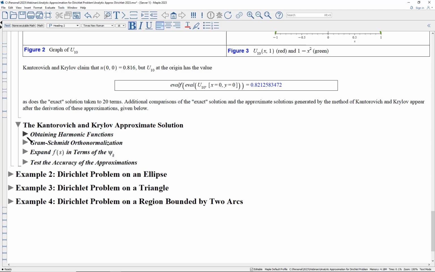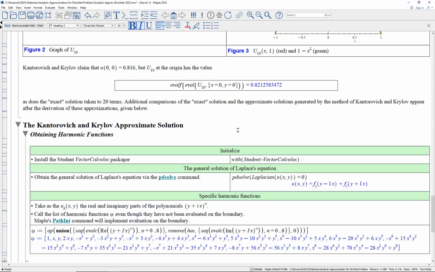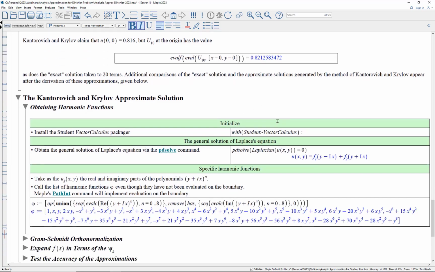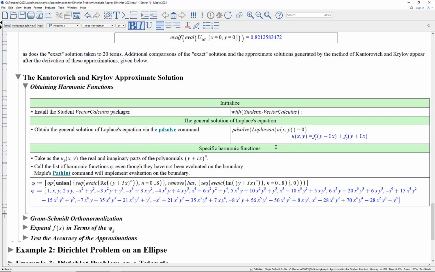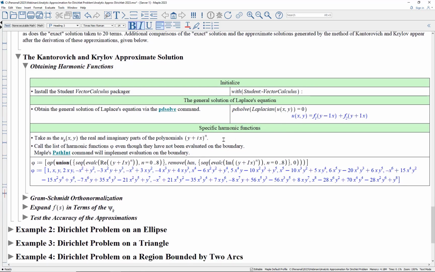First one is to obtain, in our case, harmonic functions because we're using Laplace's equation. And you can see here that I'm making use of some of the Maple tools. I'm going to work with the student vector calculus package. I want solutions to Laplace's equation, and Maple says 2 arbitrary functions, one with argument y minus ix and one with argument y plus ix. So I thought about that for a minute. I said, I will take just polynomials, and I will take y plus ix to the n, and I'll take the real and imaginary parts, and that will give me a bunch of harmonic functions.